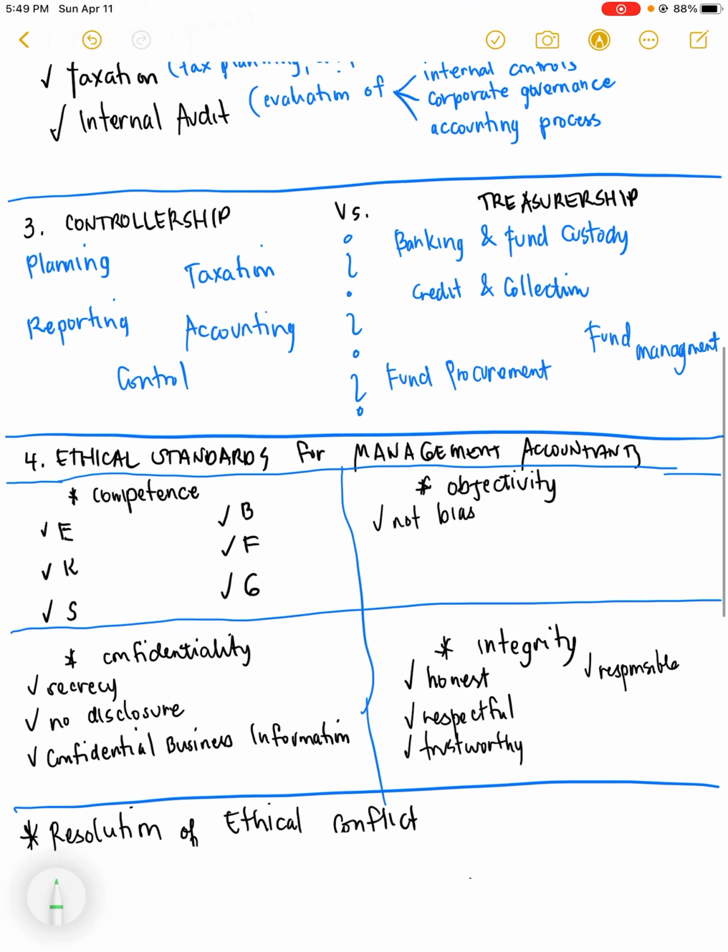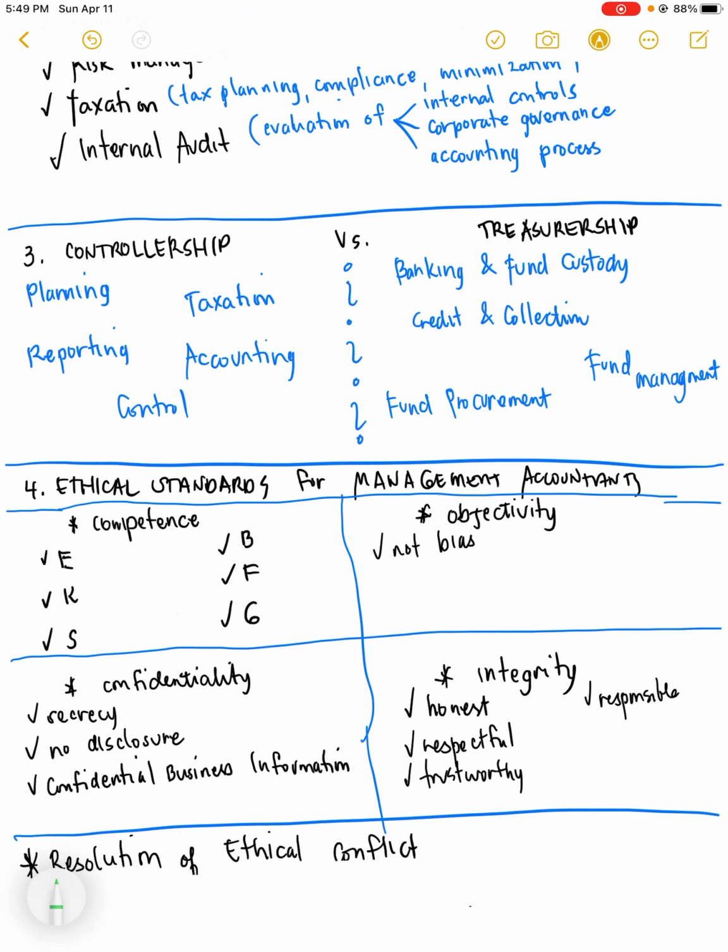Okay, so treasurership is more on fund management. Controllership is more on reporting whatever is happening in the funds.